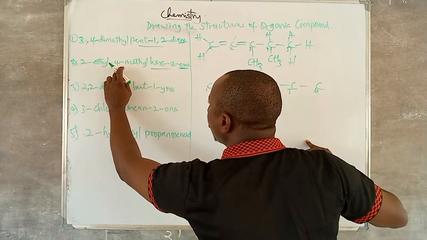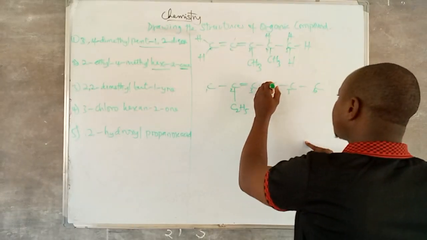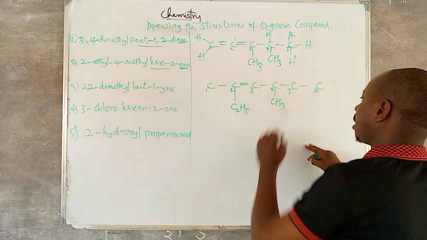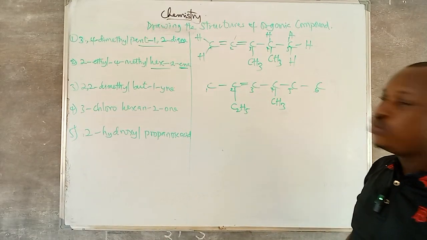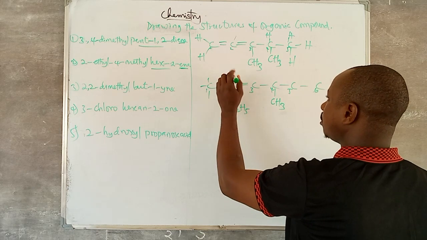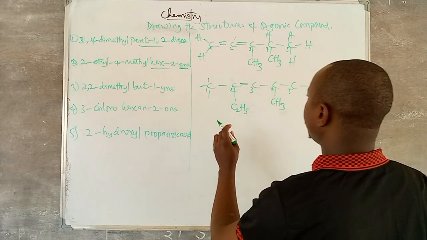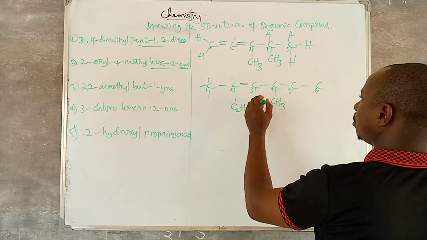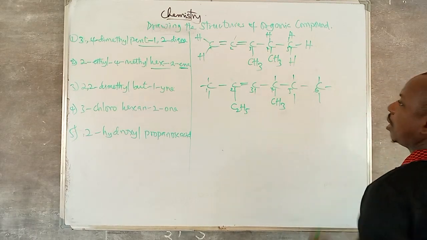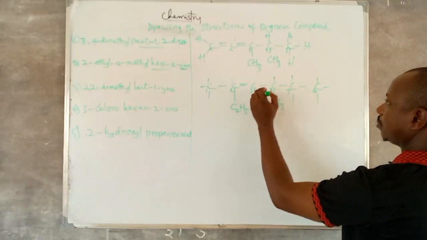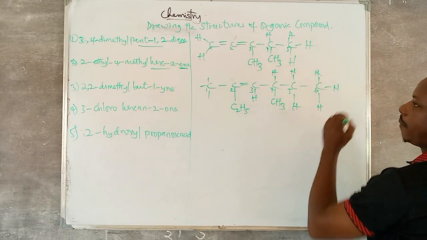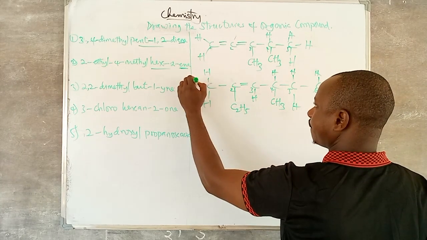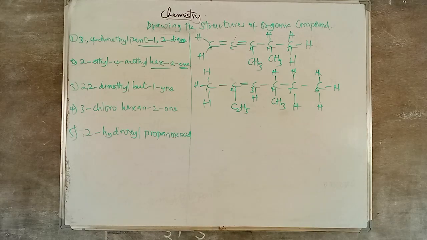Now, another thing, carbon number 4 has a methyl group. This is carbon number 4. Methyl is CH3. Any other information in there? No. Fill the other ones with hydrogen and you are done. Okay, this one, no hydrogen here, the bond there is complete. This one hydrogen, this one, and this one. That is it: 2-ethyl-4-methylhex-2-ene.